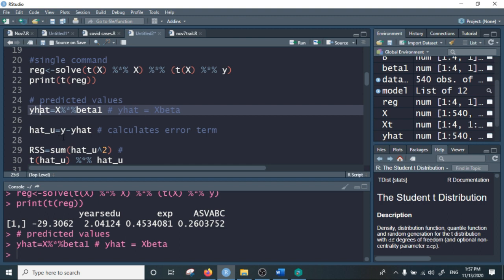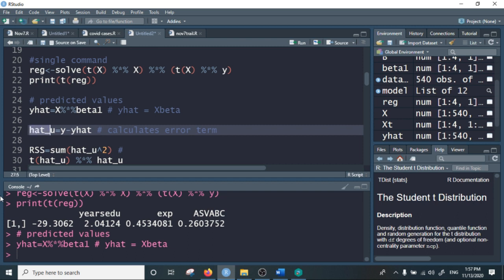Now the residual term, the estimates of the residuals or estimated residuals, can simply be found by subtracting the estimated y from the actual y vector. So let me rename it as u hat. U hat is the estimated residual, found by simply subtracting the estimated y from actual y.